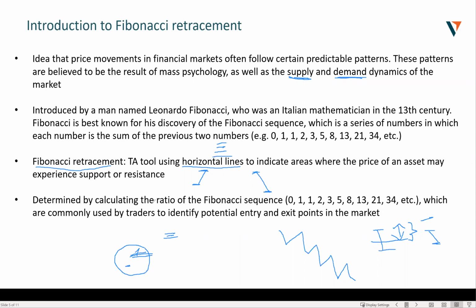And then of course, the Fibonacci retracement ratios are determined based on the Fibonacci sequence. So this is the Fibonacci sequence. The idea is that you add the previous 2 numbers to derive the next number. So you can see 0 plus 1 is 1, 1 plus 1 is 2, 2 plus 1 is 3, and so on and so forth. They're useful in helping us determine potential exit and entry points.